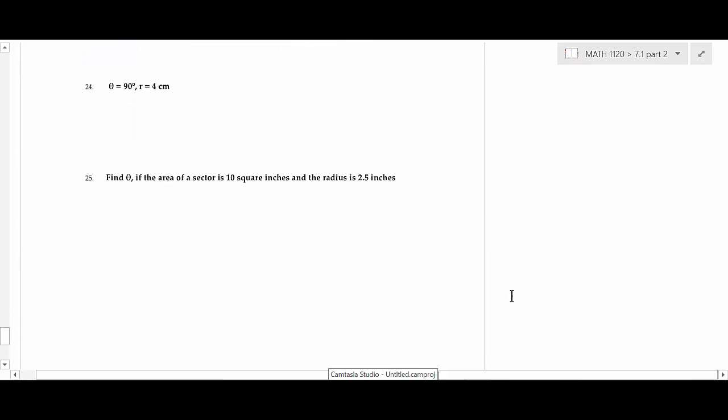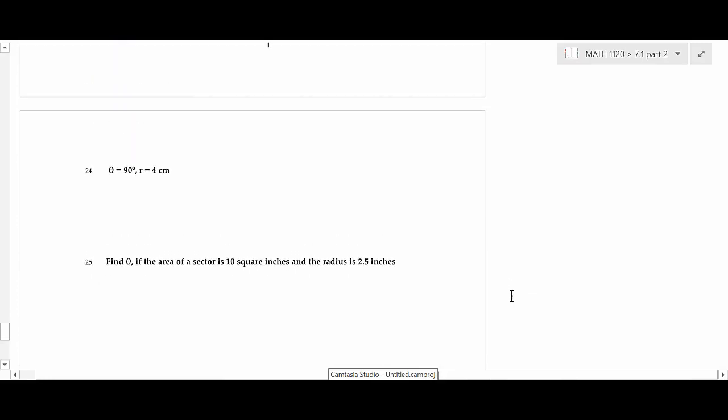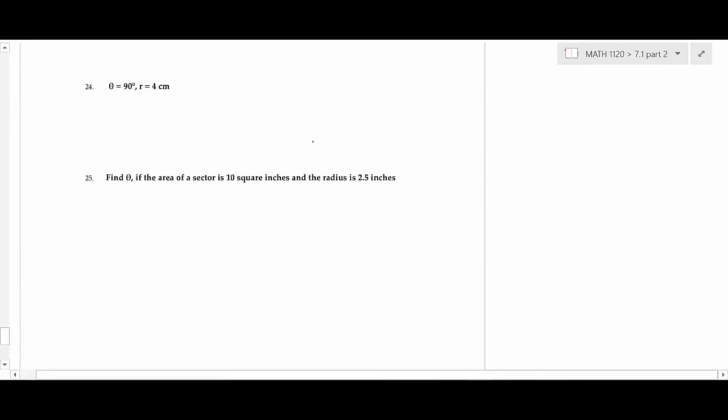Okay, I'm going to let you guys do 24, and then we'll do 25 together, and then we're going to start the last part of this section. So go ahead and take a couple of minutes to do this. You can write down the formula, 1/2 r squared theta. Okay, I gave you theta is 90 degrees, and I gave you the radius is 4. That's all it takes to know the area of that sector. And I'm also going to draw a picture on this too. That's worth doing too, but you don't have to.